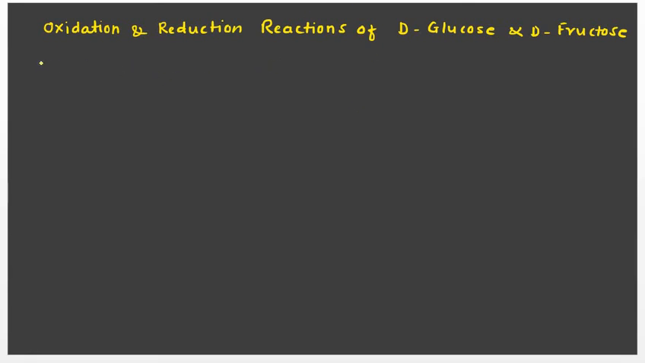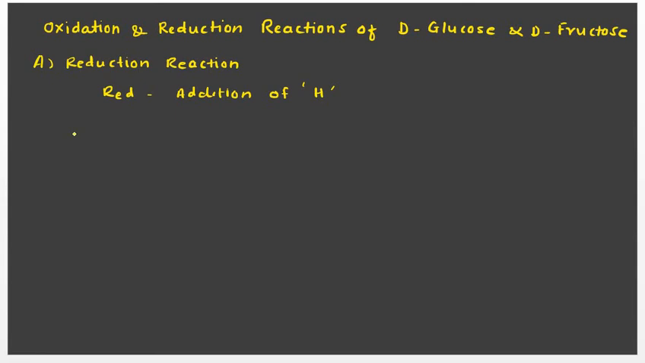First of all, we'll see the reduction reactions of D-glucose and D-fructose. Now you know reduction means addition of hydrogens. Now if we consider D-glucose, then we know the structure of D-glucose is.